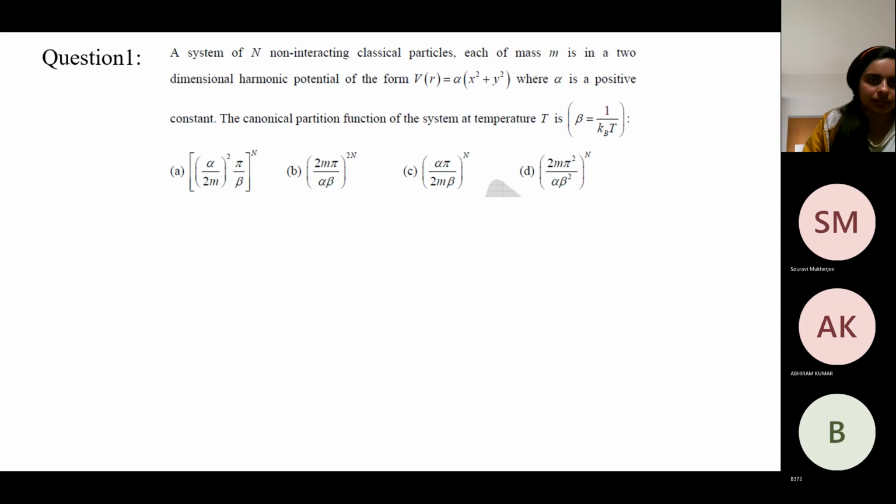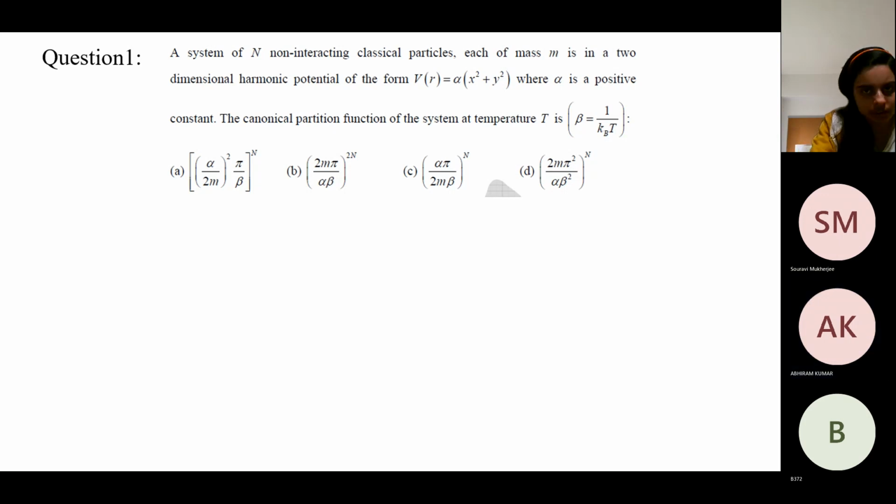So what would be the Hamilton? First we have to go in this way. What would be the Hamilton? Hamilton is px square upon 2m plus py square upon 2m, right? And the half m omega x square plus half m omega y square.